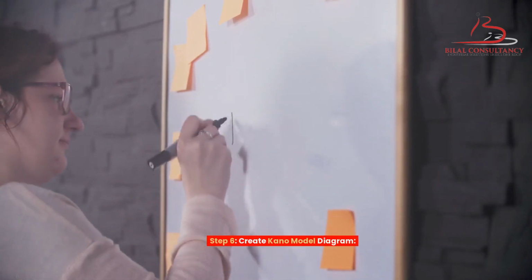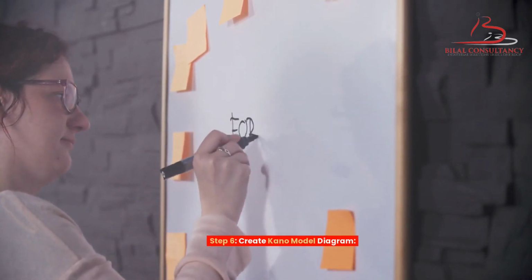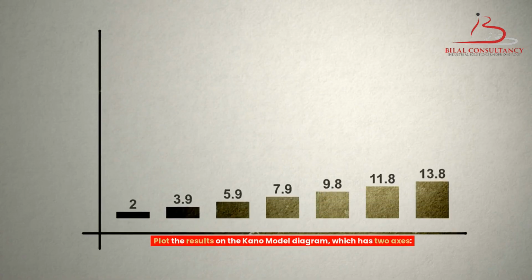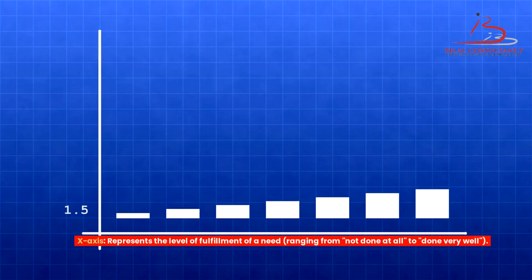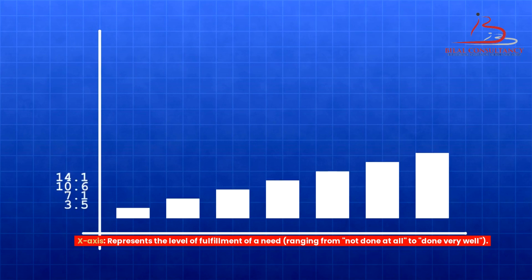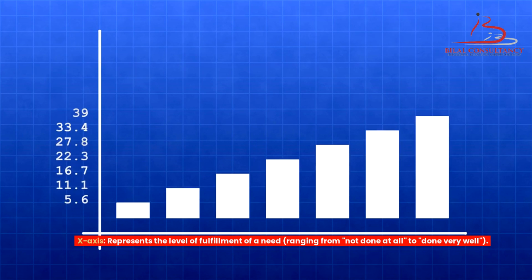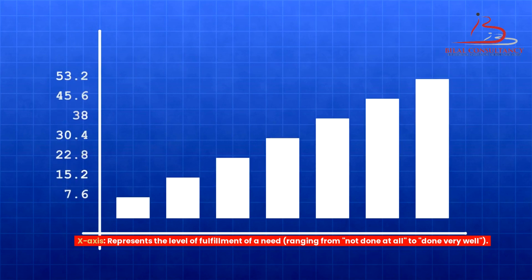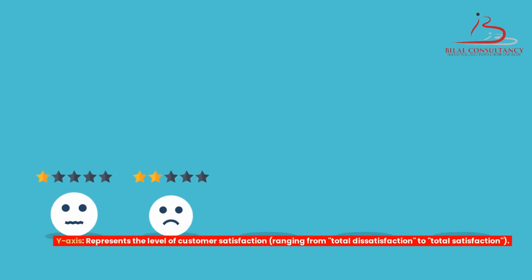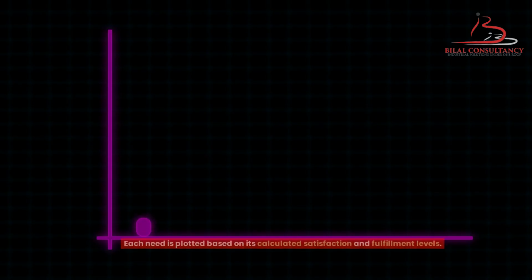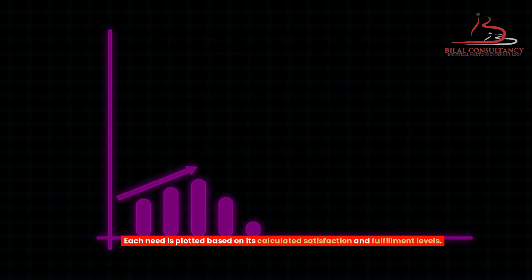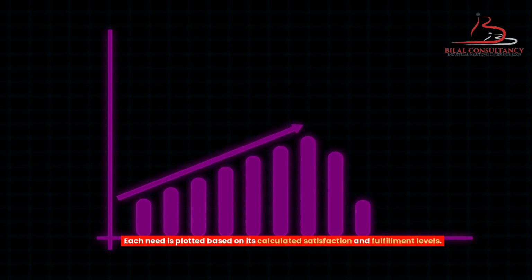Step 6. Create Kano Model Diagram. Plot the results on the Kano Model Diagram, which has two axes. X-axis represents the level of fulfillment of a need, ranging from not done at all to done very well. Y-axis represents the level of customer satisfaction, ranging from total dissatisfaction to total satisfaction. Each need is plotted based on its calculated satisfaction and fulfillment levels.